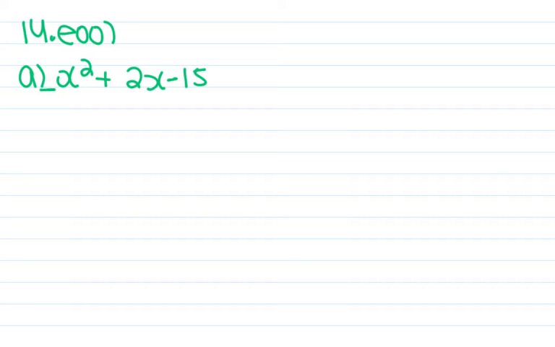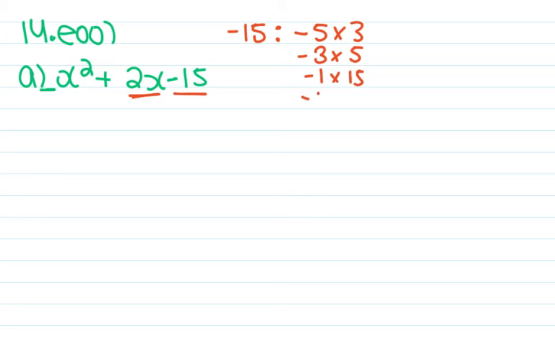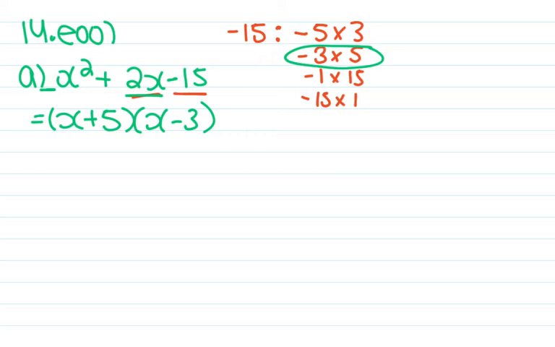Since the a value is 1, there's no number written in front. I just do the regular kind of factoring. So I need to find two numbers that multiply to negative 15 and add up to 2. One of them needs to be negative and one needs to be positive in order to multiply to a negative number. So I could have negative 5 times 3, negative 3 times 5, negative 1 times 15, or negative 15 times 1. One of these combinations has to add up to 2. So 5 and negative 3, 5 minus 3 would give me 2. So I'm going to have x plus 5, x minus 3. And that is my factored expression.